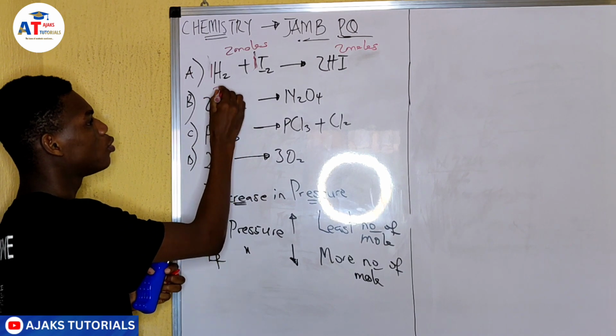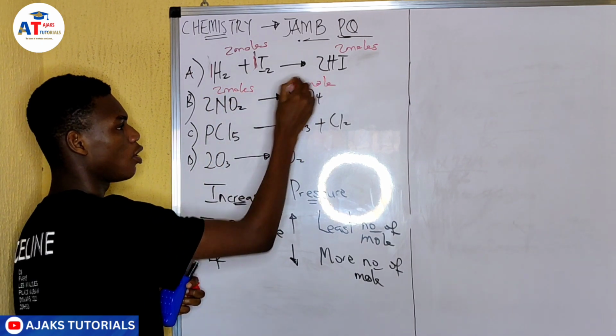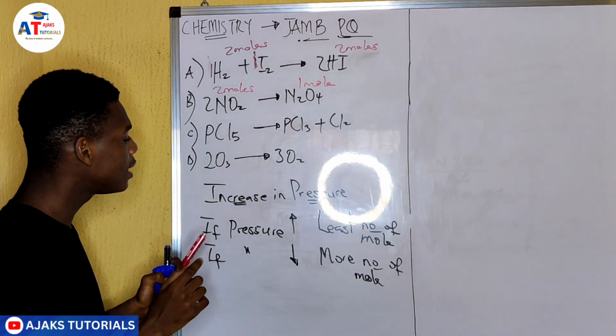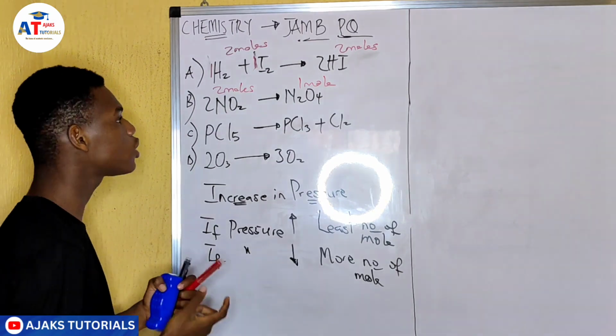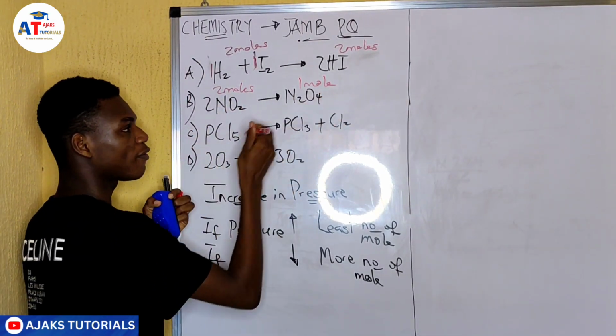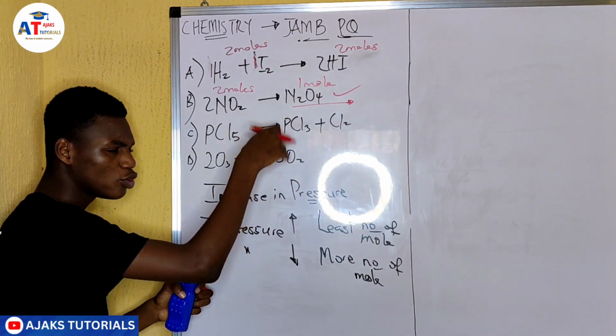Now let's check this one. This place is 2 moles, and this place is 1 mole. Now, I said if pressure is increased, it favors the side with the least number of moles. So if I increase pressure here, where is the least number of moles? So it's going to favor the right. We have seen the answer actually. This is the answer. But let's go through everything.